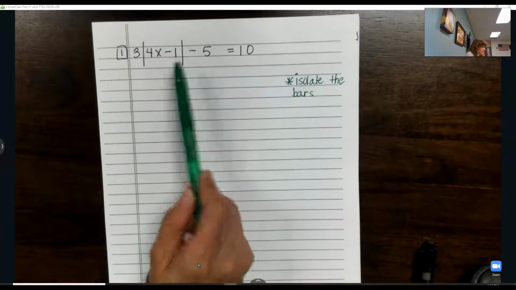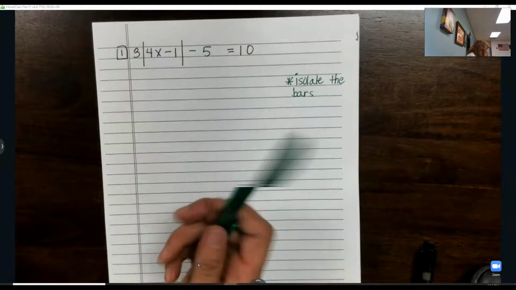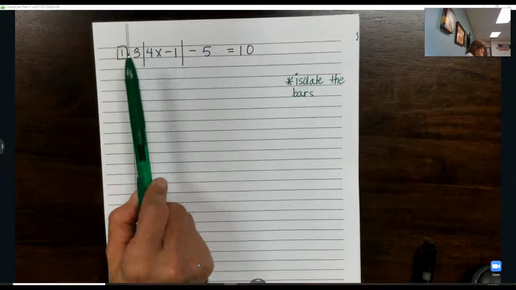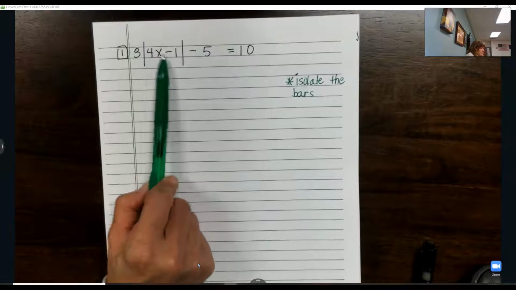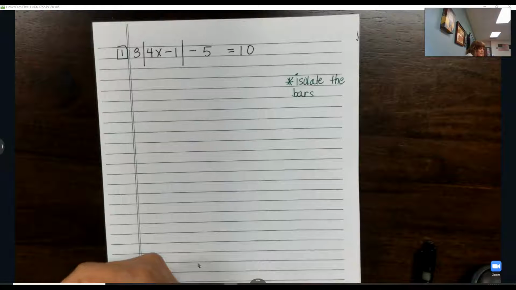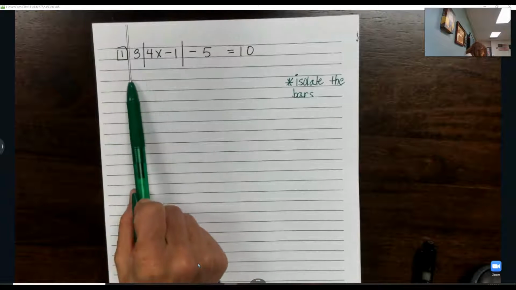Guys, when I say bars, I talk about the absolute value bars. We don't call them lines. We call them bars. Speaking of bars, I can never distribute across a bar. So that 3 is never going to get distributed to inside any bars. So let's go ahead and isolate the bars. Let's go ahead and subtract 5. And then we're going to divide by 3.